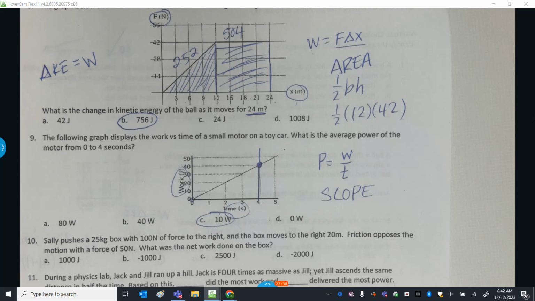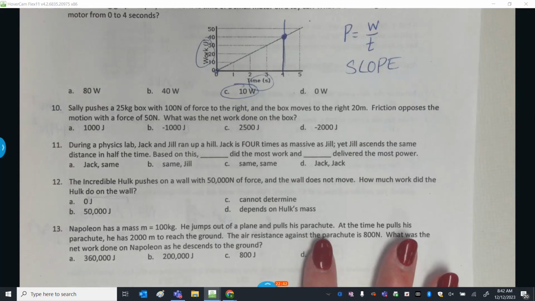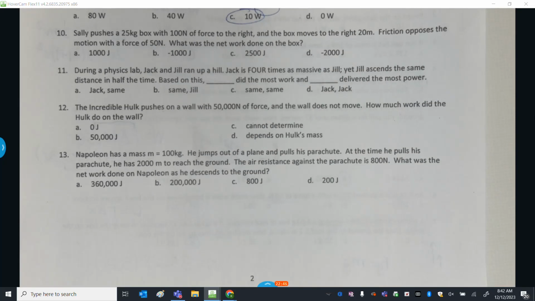Okay. Number 10 on Form A is about Sally pushing a box. And number 10, only 2 people missed it in this class. It says, Sally pushes a 25 kilogram box with 100 newtons of force to the right. The box moves to the right 20 meters. Friction opposes the motion with a force of 50 newtons. What is the net work done on the box?